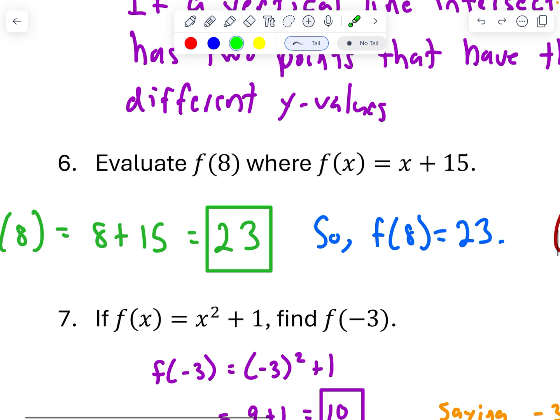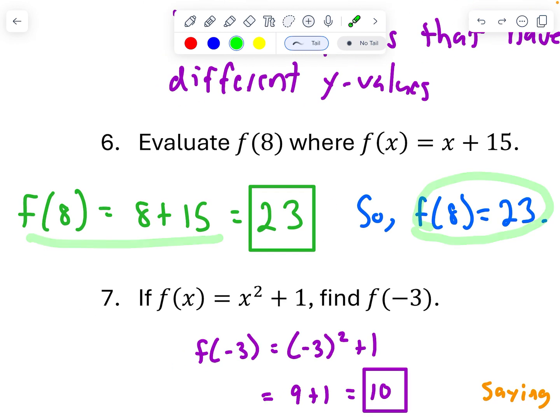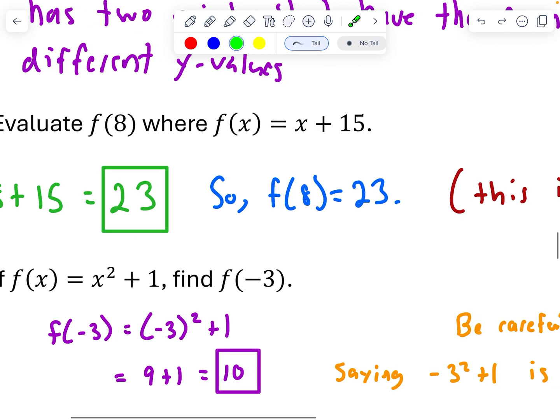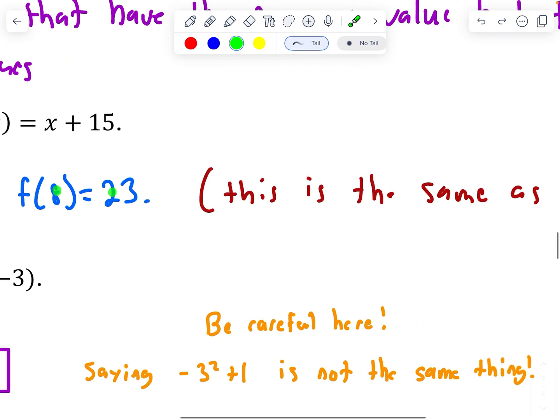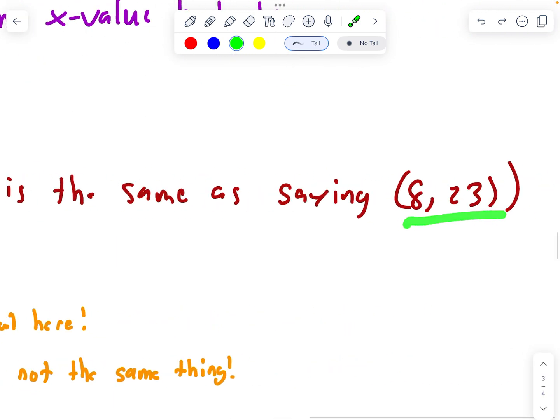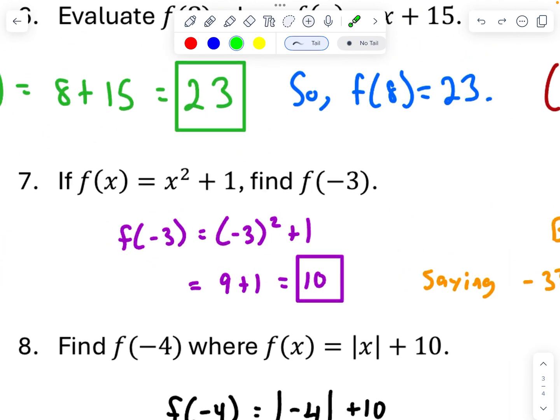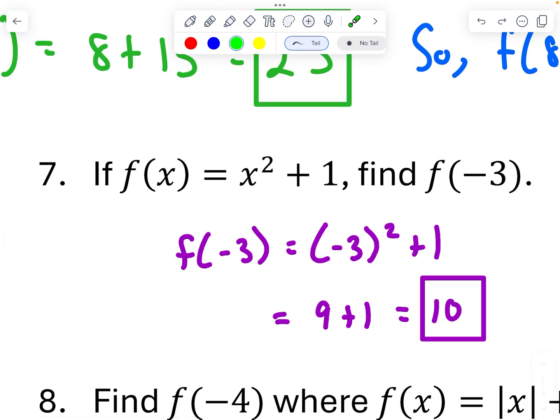All right, so now we have function notation. So f of 8 is how you read this. That just means x is equal to 8. So you're just plugging in 8 for this x and evaluating. So I plugged in 8. 8 plus 15 is 23. So you can summarize by saying f of 8 equals 23. This is just the work to get us there. But that's the same thing as just saying the point 8, 23, like a coordinate. So that's the same.